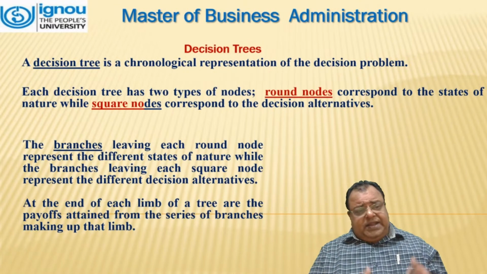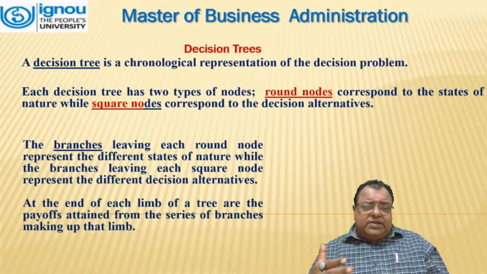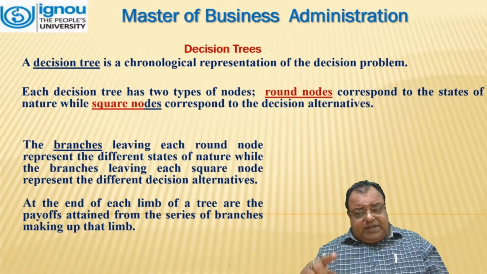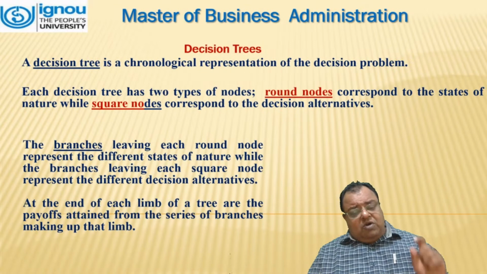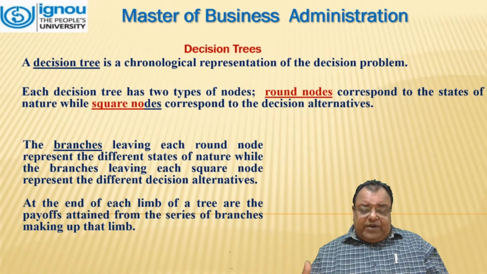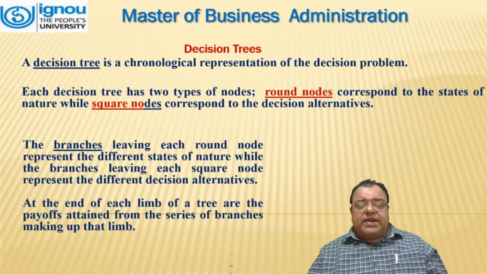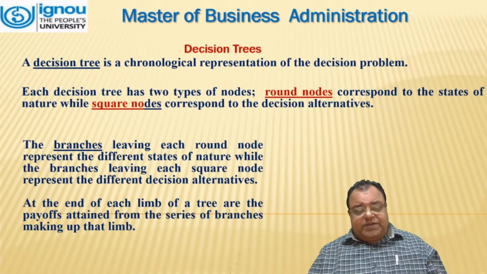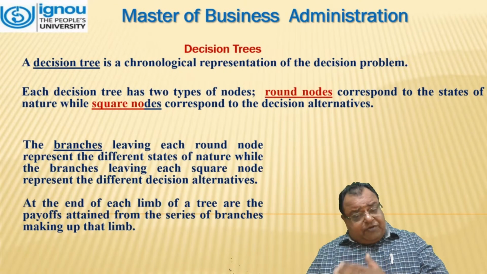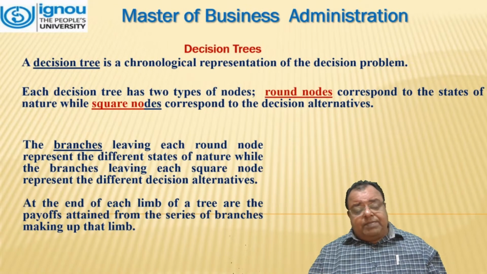Decision tree. A decision tree is a chronological representation of a decision problem. Each decision tree has two types of nodes: round nodes, which correspond to the states of nature, while square nodes correspond to the decision alternatives. The branches leaving each round node represent the different states of nature, while the branches leaving each square node represent the different decision alternatives. At the end of each limb of the tree are the payoffs attained from the series of branches making up that limb.